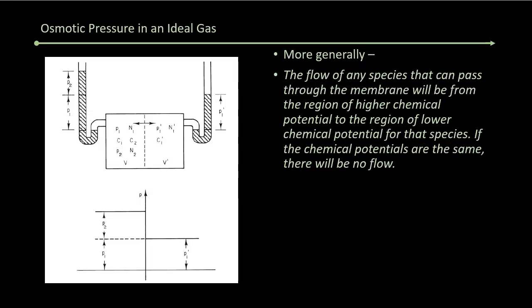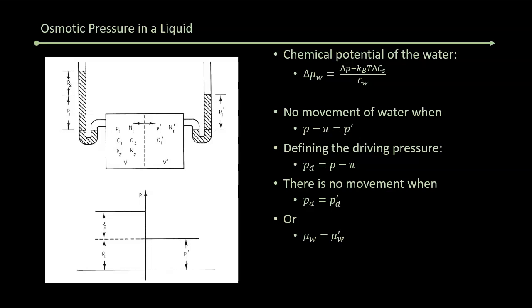osmotic pressure in an ideal gas, right? All flow of species happens from the region of higher chemical potential to lower chemical potential. That gives us a little bit more to think about, but higher chemical potential to lower chemical potential, and that's going to be the flow of particles. So let's start looking at this in a fluid. Let's start talking about the chemical potential of water across a membrane.